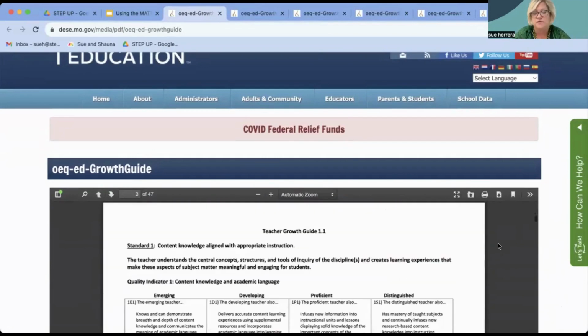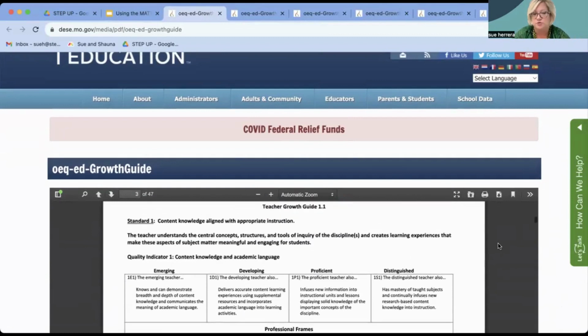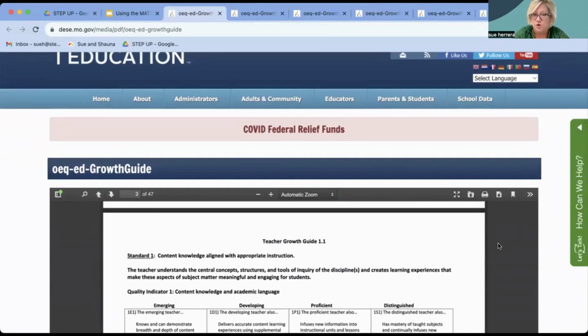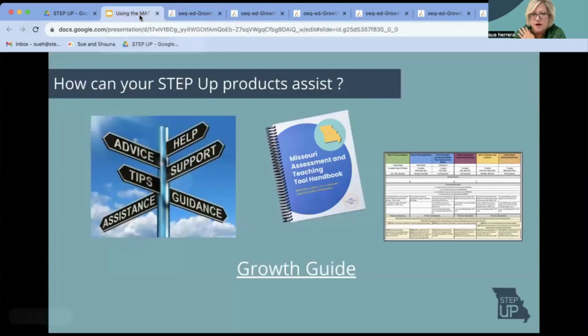We're looking at those professional frameworks to help our teachers grow as educators. We're starting with Growth Guide 1.1, which is academic language. Those growth indicators go all the way to 9.3. One of those hallmarks is professional collaboration. So as I'm mentioning those growth guides, this is the document I'm referring to.